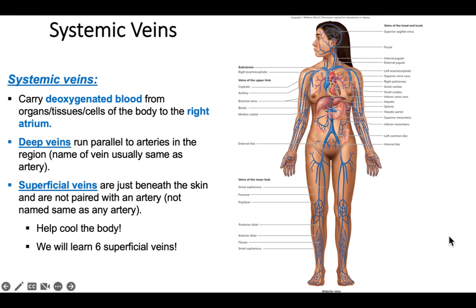There are two sets of systemic veins. They all carry deoxygenated blood towards the right atrium and then eventually into the right atrium. But one set are deep veins. So deep veins are deeper in the tissue and run parallel to the arteries.